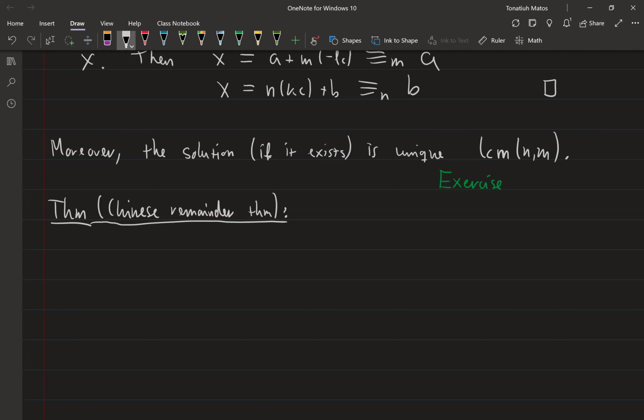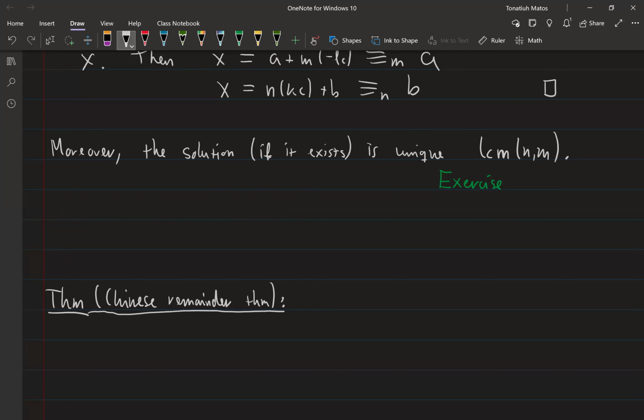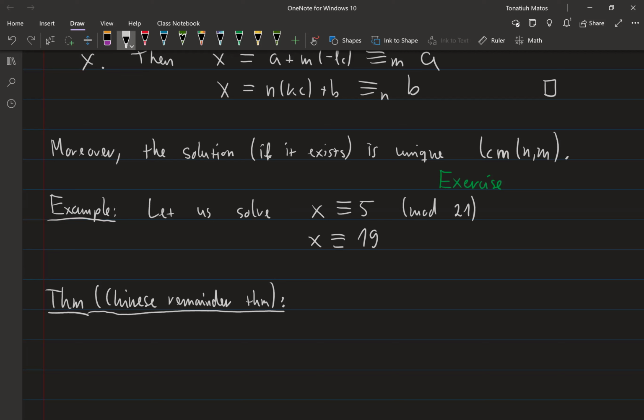Okay, so let me think about why I need this. Sorry, before we apply the Chinese remainder theorem, before we state it, let's make one example so that this is clearer. And hopefully this is the example that I included as today's quiz. Example: let us solve the following system. Mod 21. These are just random numbers, right? So I don't know what the solution is going to be. And 19 mod 56.